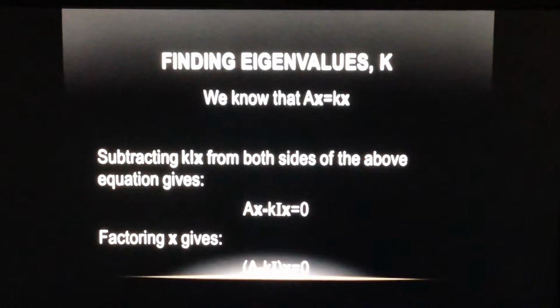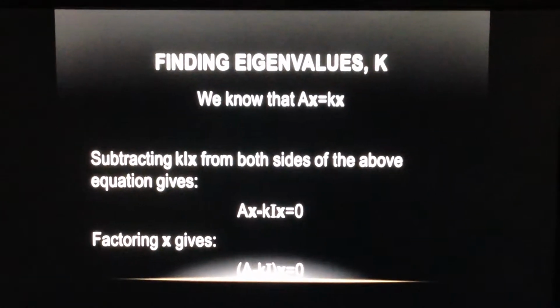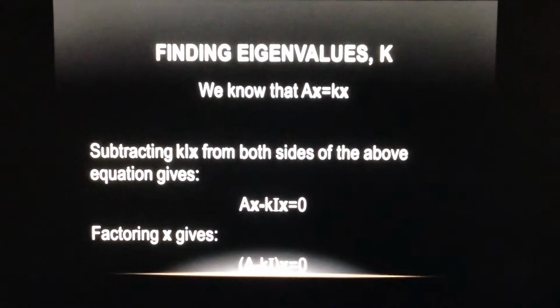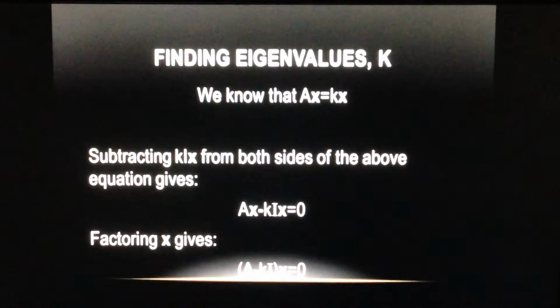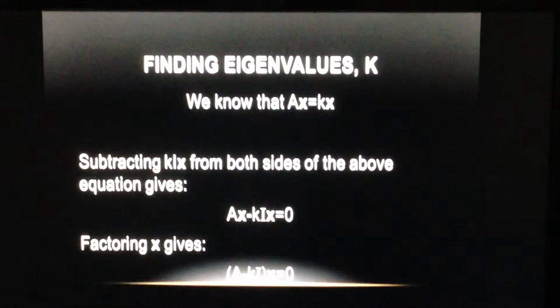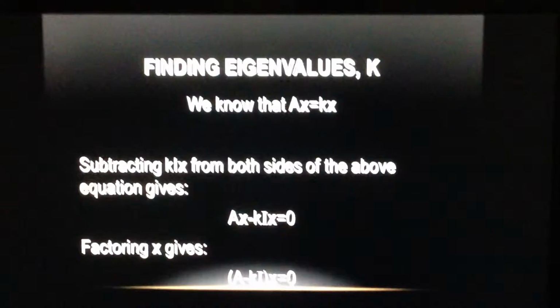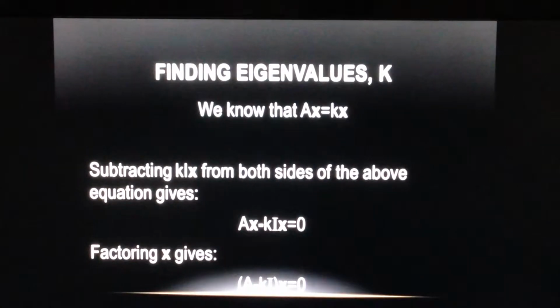Well, we know that Ax is equal to kx. So from here, we subtract k times the identity matrix I times x from both sides of the above equation. On the right side of the equation, the identity matrix times any vector will give you just the vector, so it's 0 on the right. And on the left, you have Ax minus k times the identity matrix times x. Factoring this on the left side gives you (A minus kI) times x equal to 0.